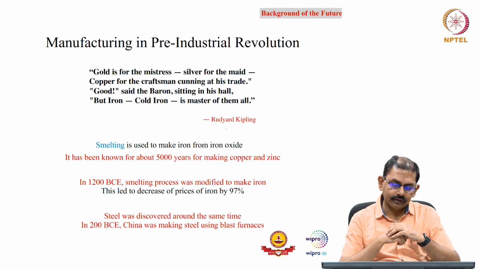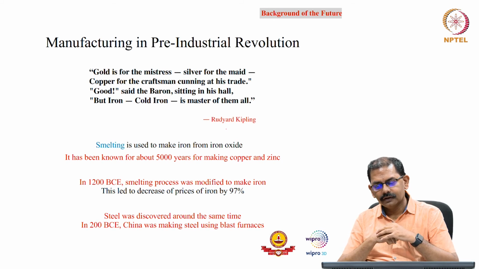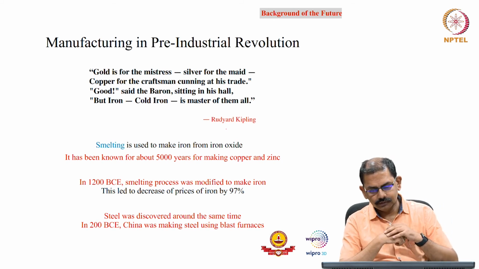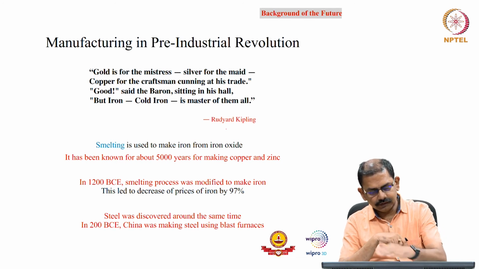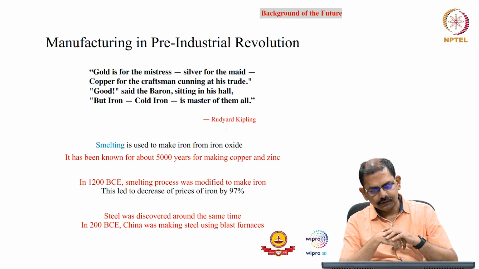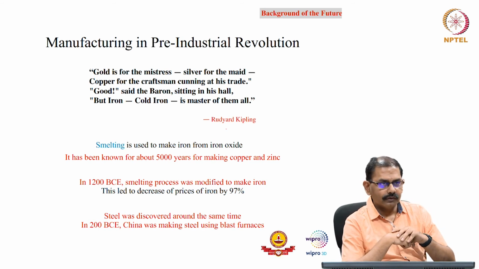In fact, Kipling is known more for the Jungle Book, right. So you might have seen that character of Mowgli. If you look at this particular poem by Kipling, it says, "Gold is the mistress, silver for the maid, copper for the craftsman." But the last line is significant, that cold iron is the master of them all.